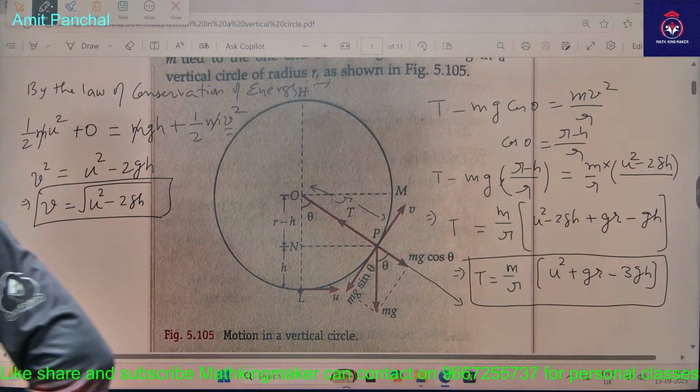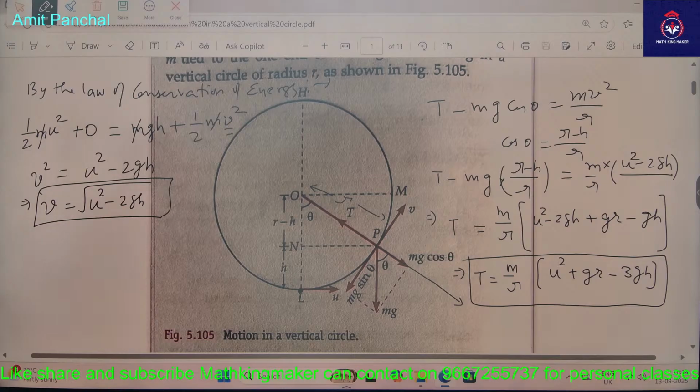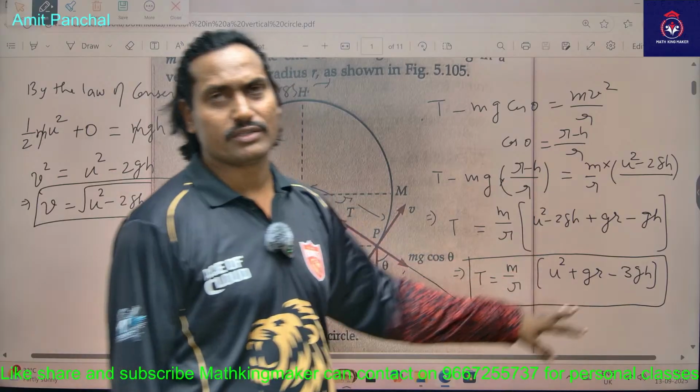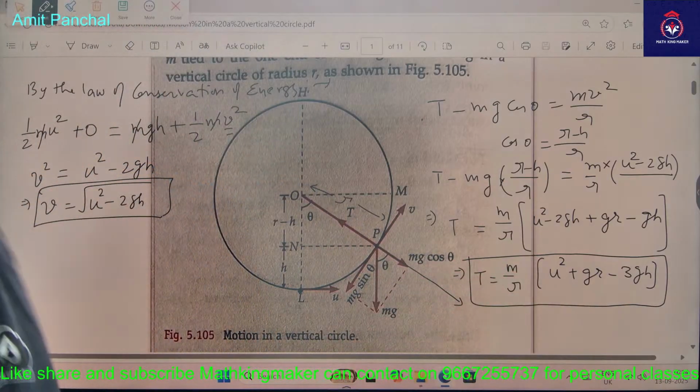Will there ever be a case in which we need to apply friction or pseudo force or something like that? Then the scenario will be different. Here we are thinking that it's an ideal situation. Now tension in the string at the bottom and the top we'll discuss. So just write this formula down and we'll discuss it accordingly.